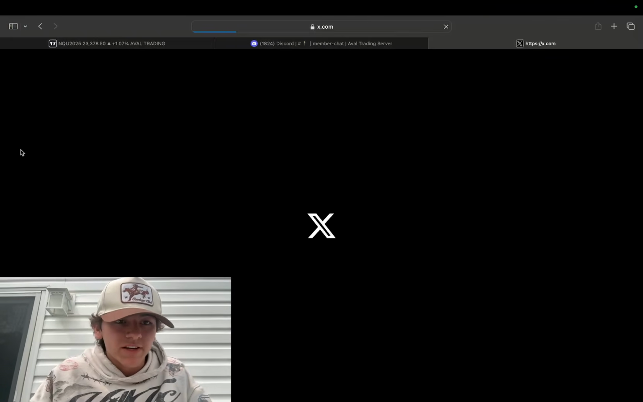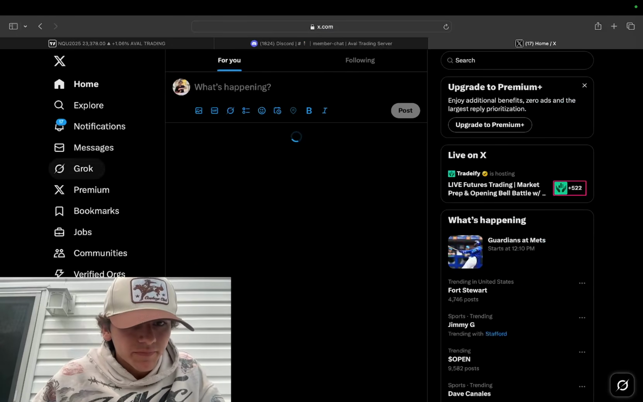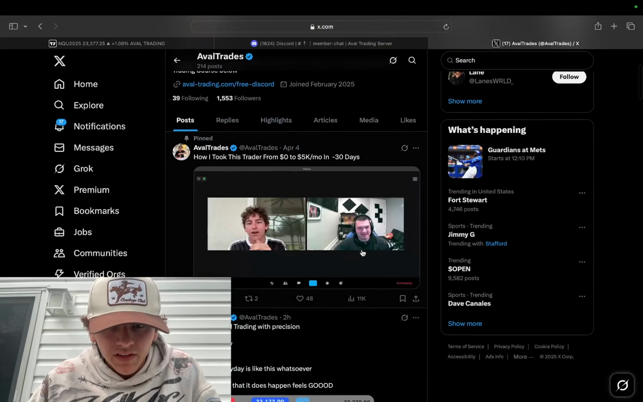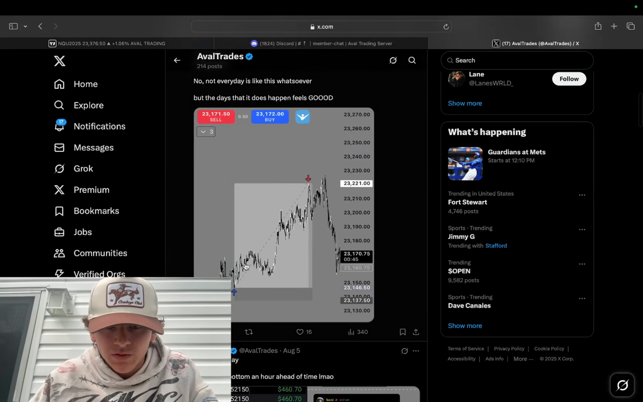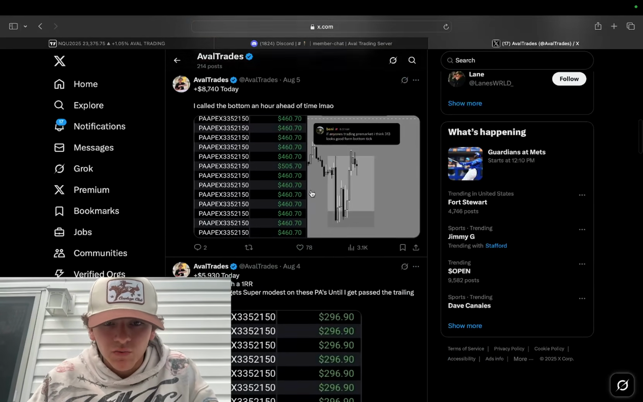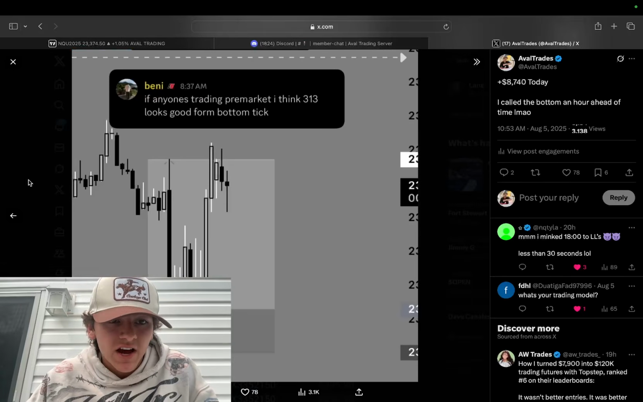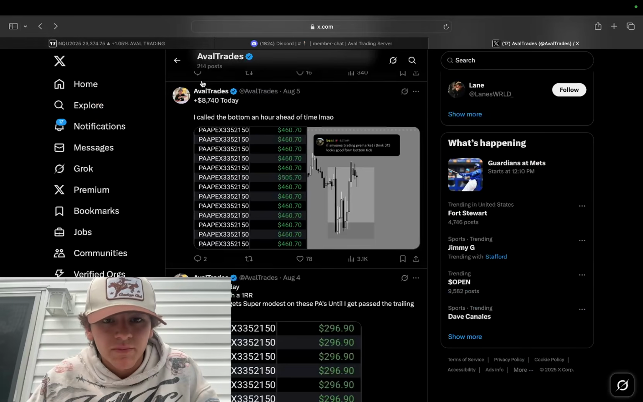If I pull up my Twitter, you guys can see I'm making a lot of money just bottom and top ticking the market as of the past like couple days. This is a trade that I took last night. I swung this a bottom tick right there as well. This is the trade that I took yesterday. As you guys can see, that was not cap. The trade that I just showed is the trade that I posted yesterday.